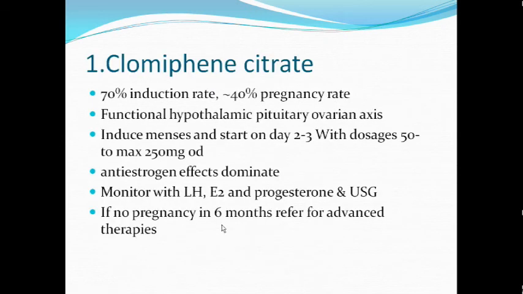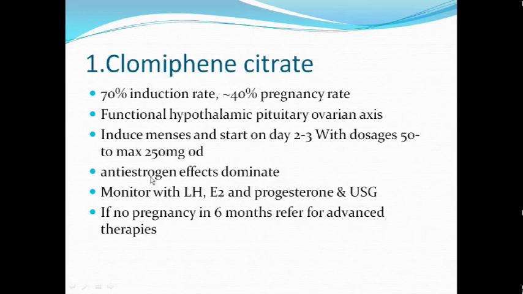The most commonly used drug is clomiphene citrate, which has a 70% induction rate and 40% pregnancy rate. It has one important criterion: there should be a functional hypothalamic pituitary ovarian axis. That means your HPO axis should be patent or functional. We start clomiphene from day 2 or day 3 for 5 days with a dose of 50 to maximum 250 mg once daily. It acts through an anti-estrogenic effect.